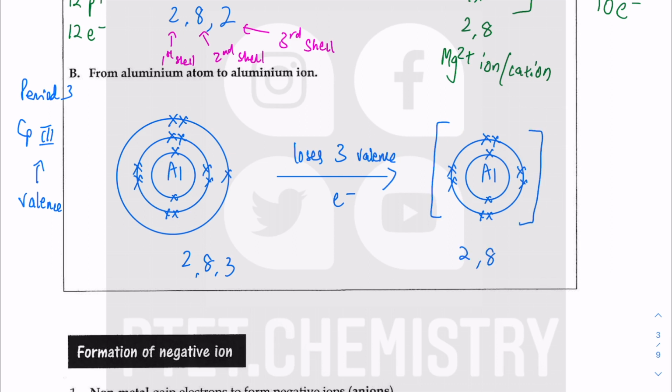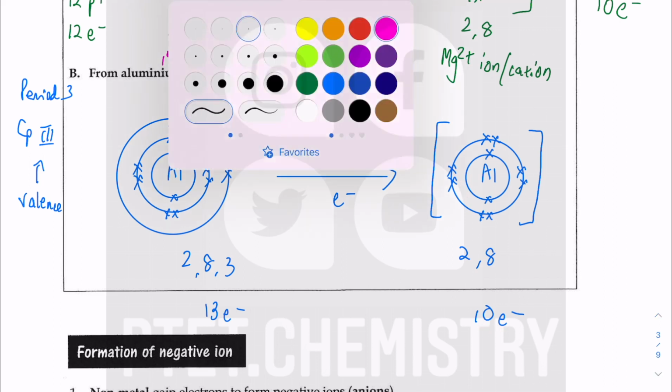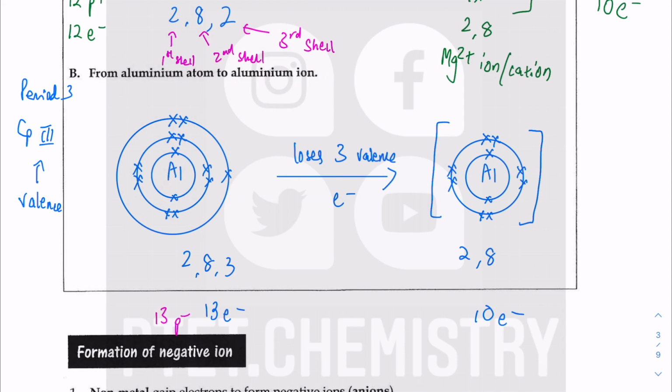Now I have 2, 8. I go from 13 electrons total, 2 plus 8 plus 3, 13. Now I get 10 electrons, which are distributed among the shells as 2 in the first shell, 8 in the second shell. 2 plus 8, altogether there are 10 of these crosses, 10 electrons. But previously, I have 13 protons, because aluminum's atomic number is 13 in the periodic table. So you still have 13 protons, but you now have 10 electrons.